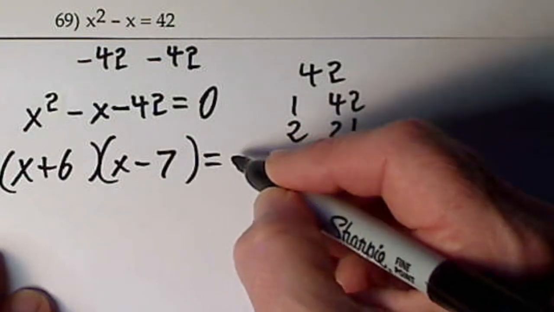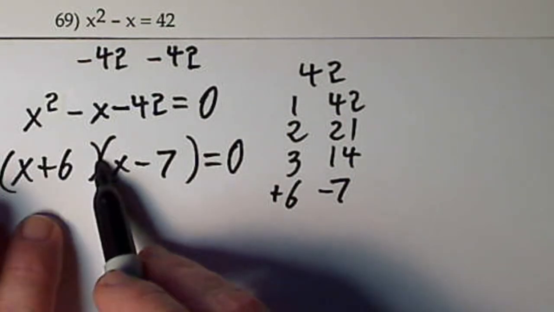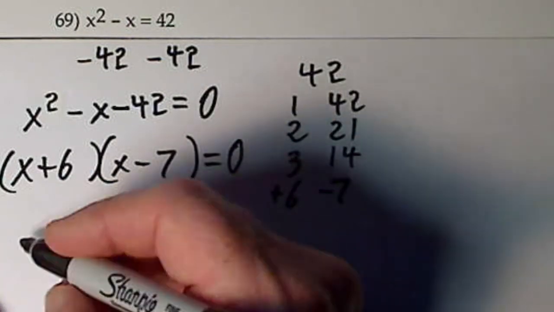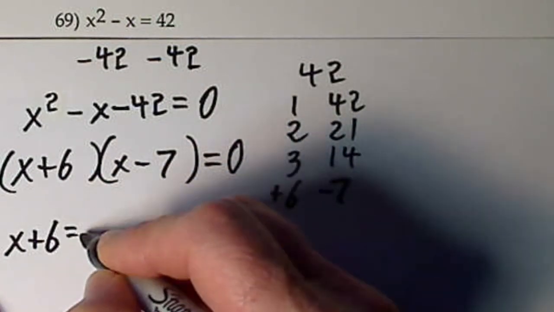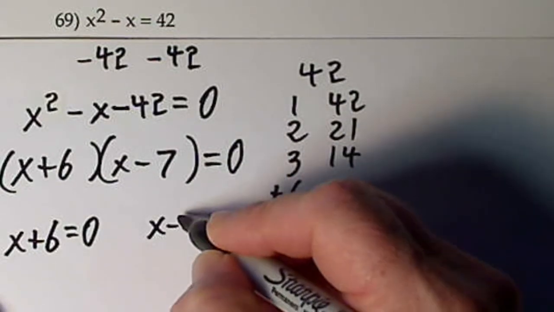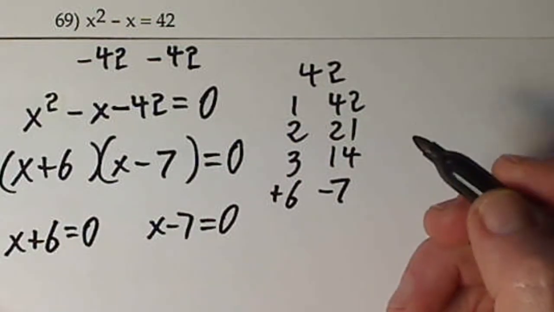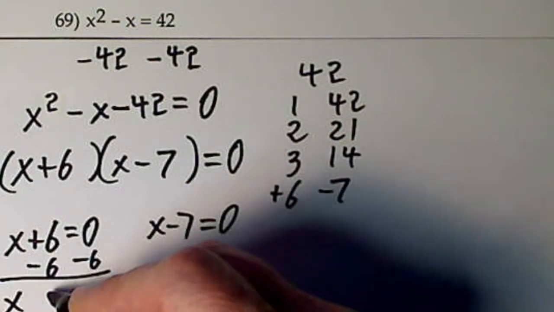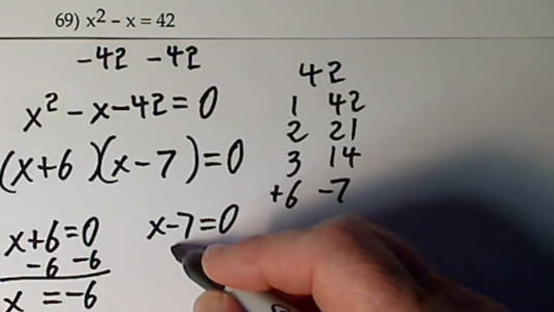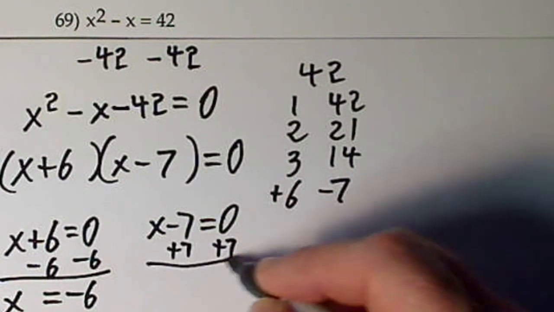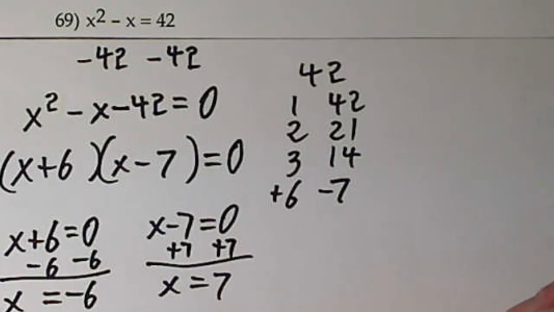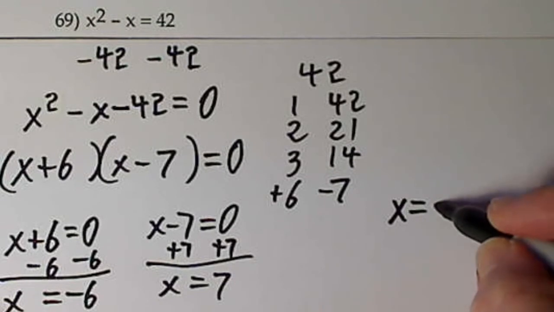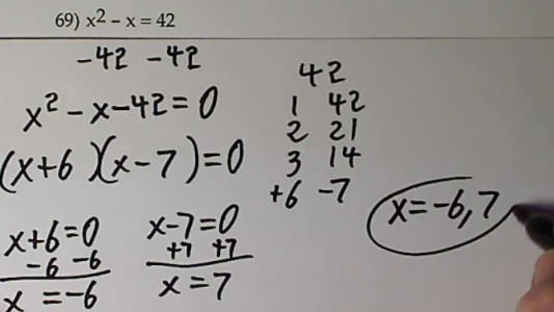That still equals 0. I have something times something is 0. So I just grab each one and say, well, either x plus 6 equals 0 or x minus 7 equals 0, and then solve for x. So subtract 6 from each side, x equals -6. Add 7 to each side, x equals 7. So the answers are x equals -6, 7.